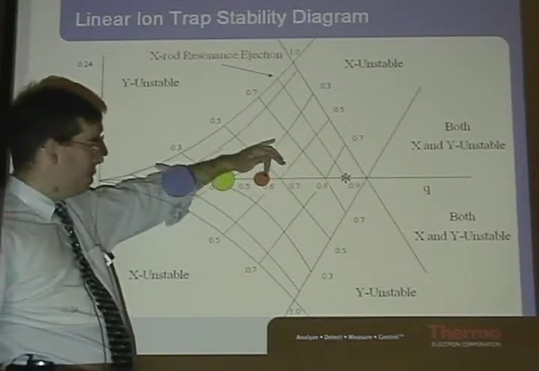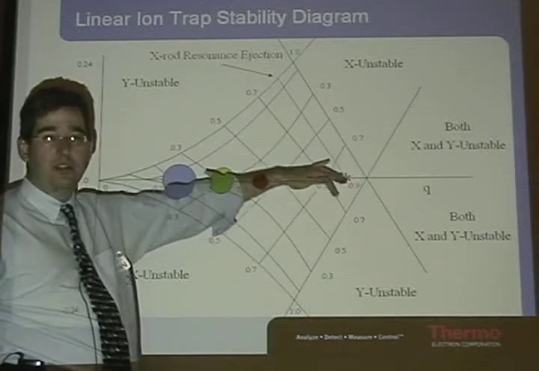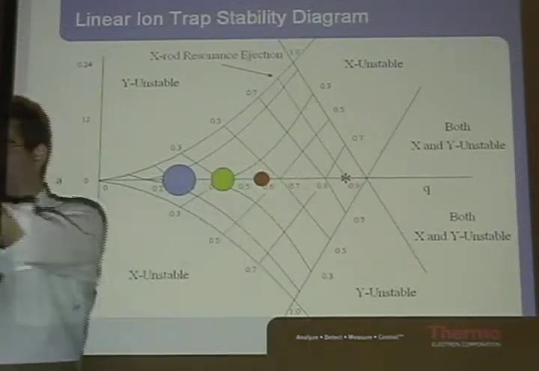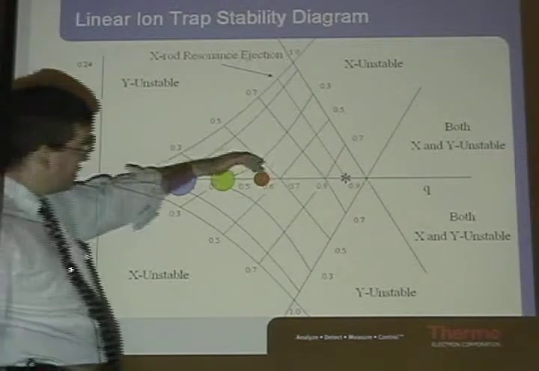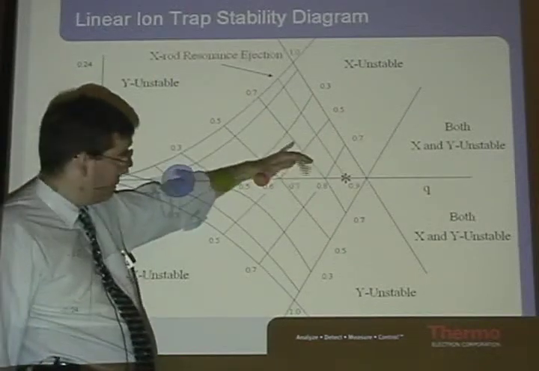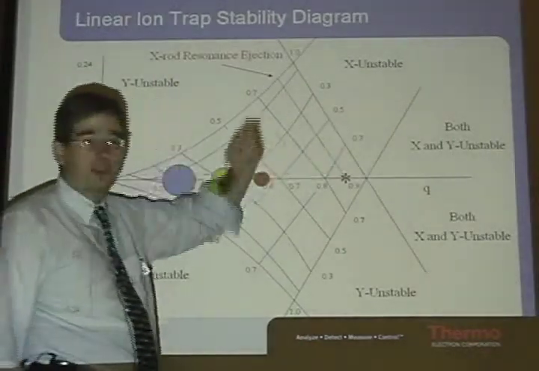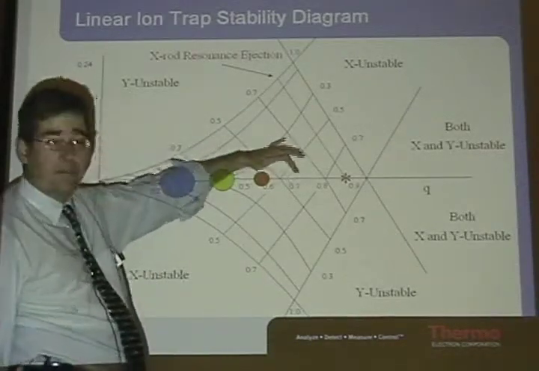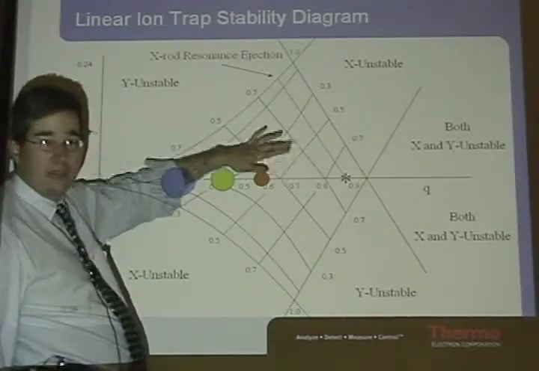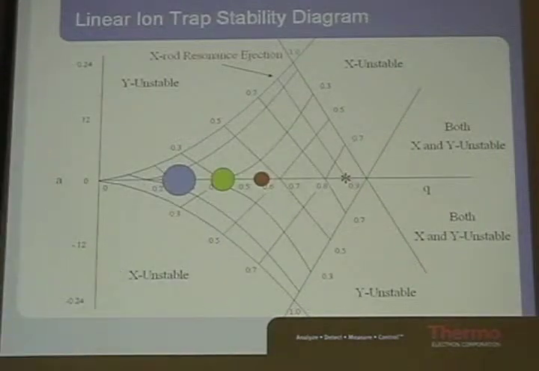Now, is he physically moving anywhere? No. He's still doing the same Z motion he was doing before, but now his X motion has a higher frequency. So each step he takes, he increases his X motion frequency. Eventually he'll approach the red asterisk. At the same time, the green ion will move to about here. And the blue ion will move to about here. Does that make sense?